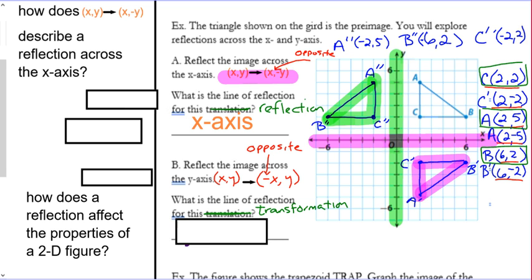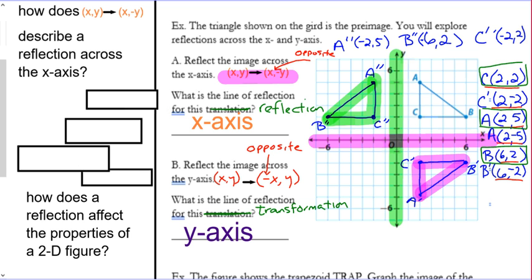Again, we're transforming across the y-axis here. I could highlight this in green so we know on my paper, anything that you see in green means the y-axis. Anything you see on my grid here in pink is the x-axis.